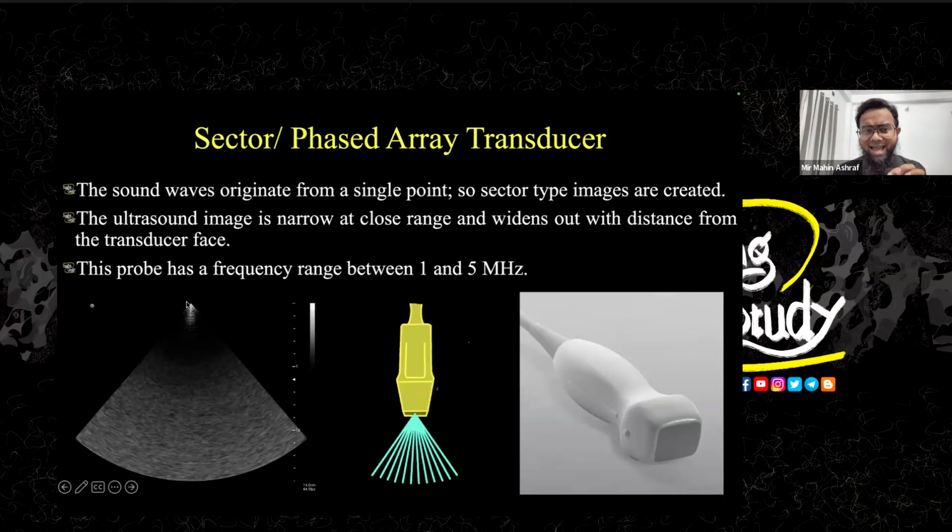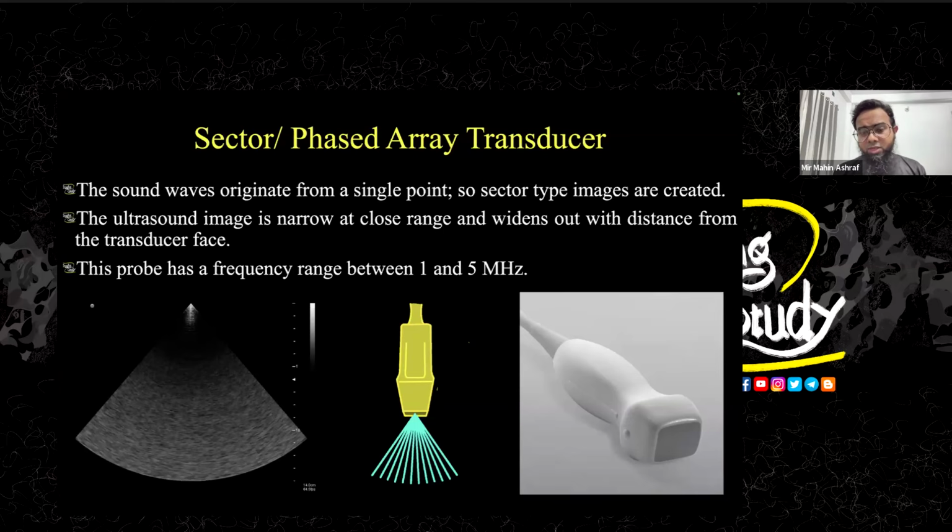So there will be a narrow starting point and they will go like a fan shape pattern. So this is a deeper viewing transducer. We will use low frequency here, like 1 to 5 megahertz, commonly used to see the deeper structures, obviously.